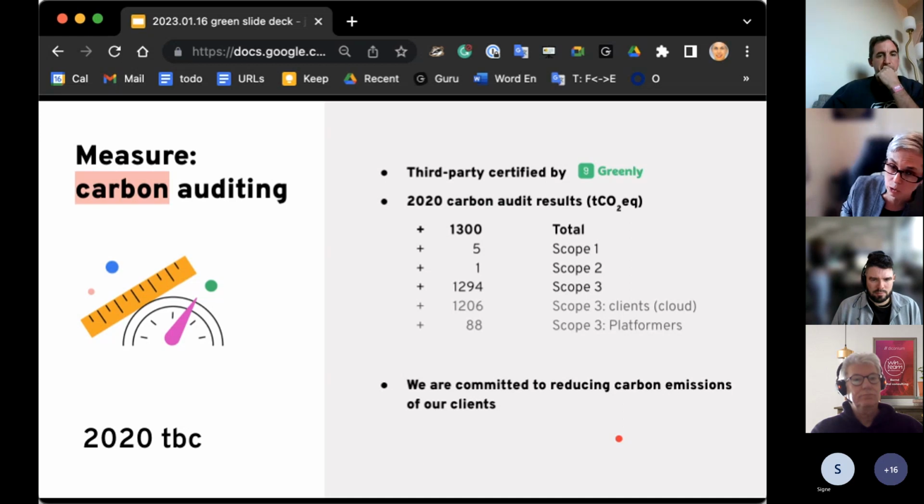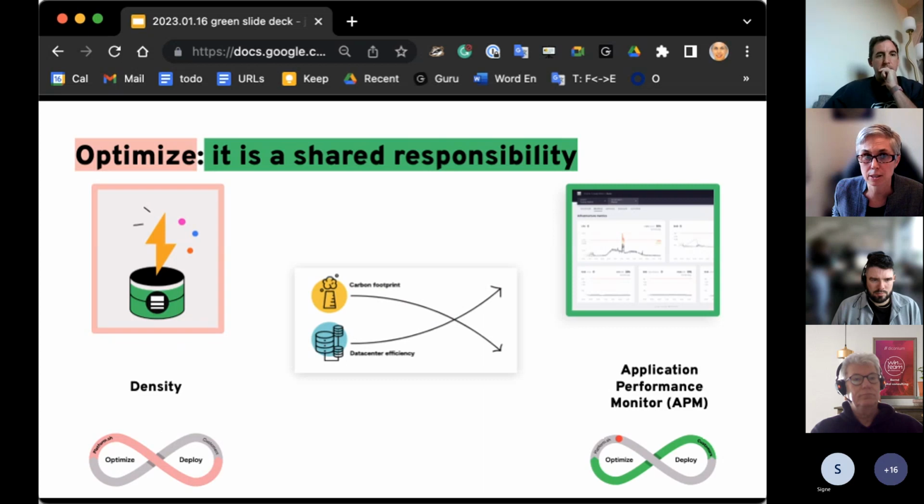We're just about to start our 2022 audits, and I'm going to show you what we learned from all of this. So the O of the mode strategy that we use has to do with optimize. And when we talk about optimizing, we think about it in terms of a shared responsibility model. Everything in pink is what Platform.sh does, and everything in green is what we ask our clients to consider, because we can only do this together.